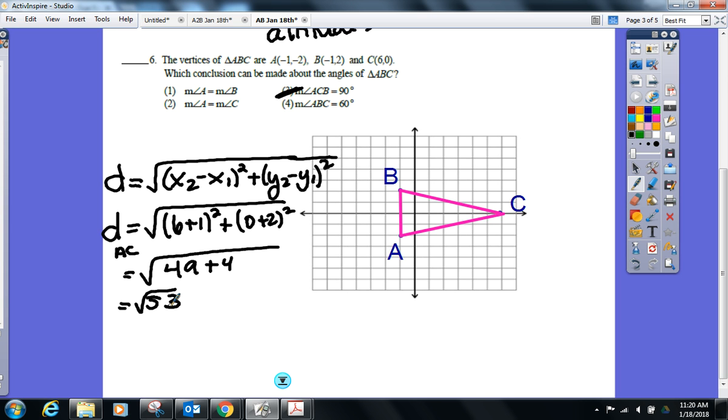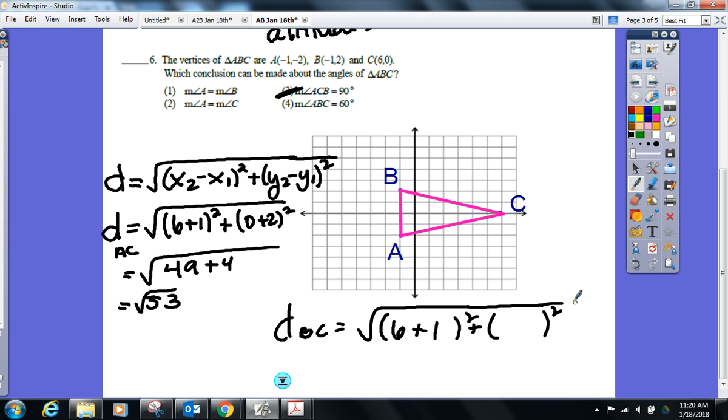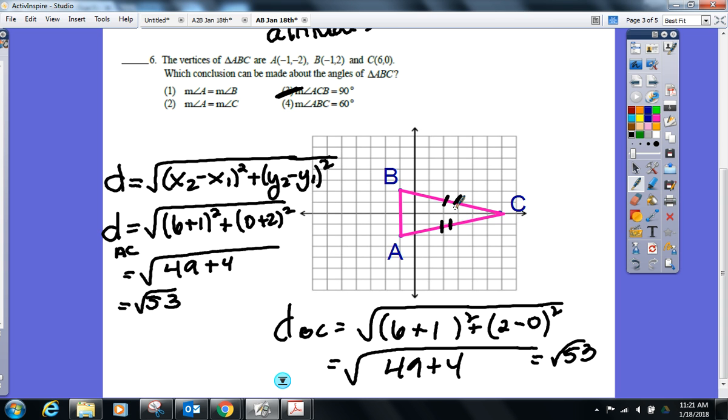All right, let's hope BC matches it, right? So the distance of BC. Well, the x coordinates help me now. I'll turn it over to you guys. X coordinates for B and C? So I can go 6 plus 1 there. And then what about the y coordinates for B and C? Y coordinates, 2 and 0. So I can go 2 minus 0 here. Oh, looks like I might be on the right track here, huh? 7 squared plus 2 squared, 49 and 4 again. Square root of 53. So these two sides were congruent, meaning what about the angles?